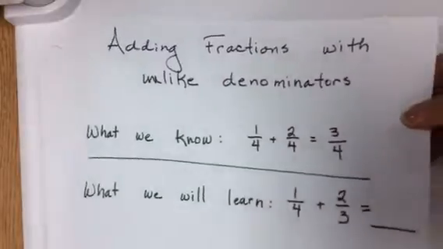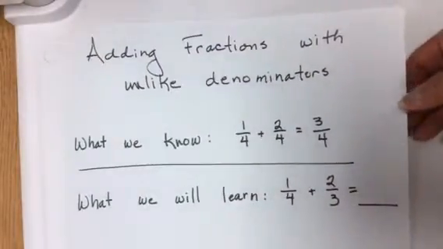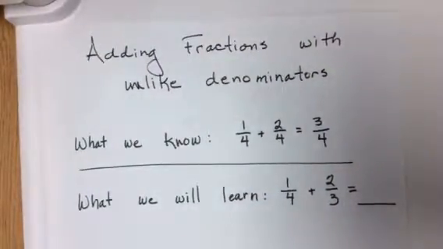This is Kathy Lannert, a 5th grade teacher at McDowell, and today we're going to learn about adding fractions with unlike denominators. What we know already is that 1/4 plus 2/4 equals 3/4. We can add our numerators across because we have a common denominator. What we will learn is how to add 1/4 plus 2/3, where we do not have a common denominator.